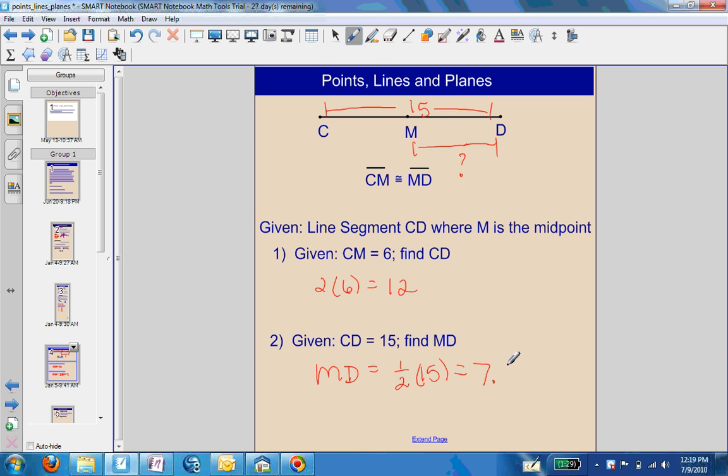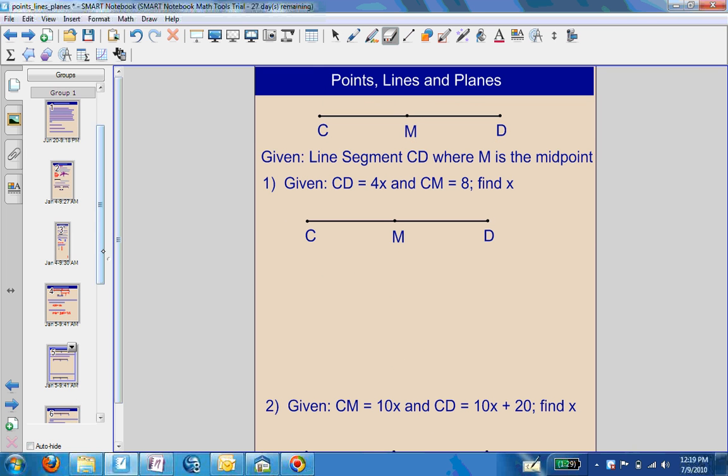Now notice here we are giving the exact measure for these line segments. And so this goes back to the notation I was referring to earlier. When you give exact measures of line segments, you don't include the line segment symbol that goes above it, and you use an equals instead of a congruency symbol. So that's what the notation looks like when you are working with exact measurements.